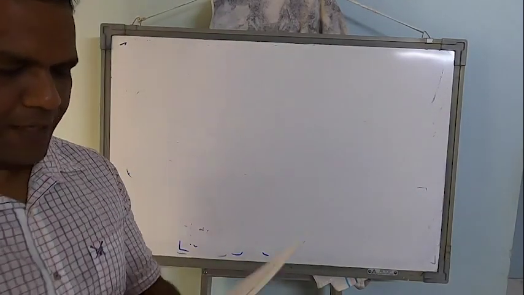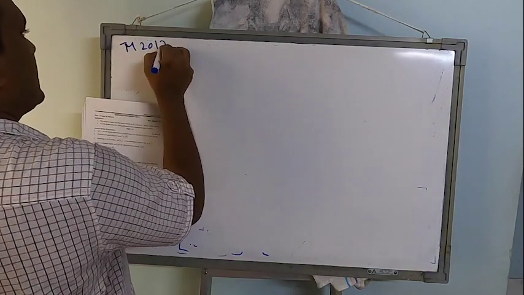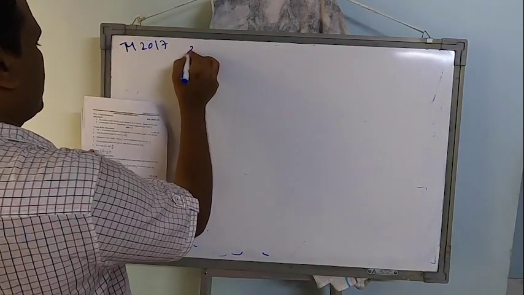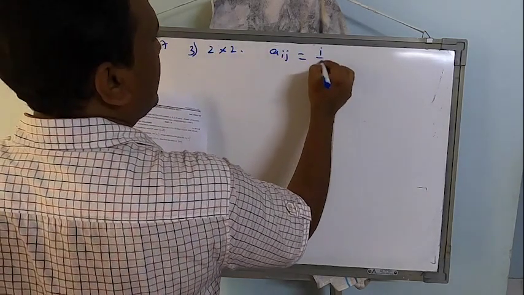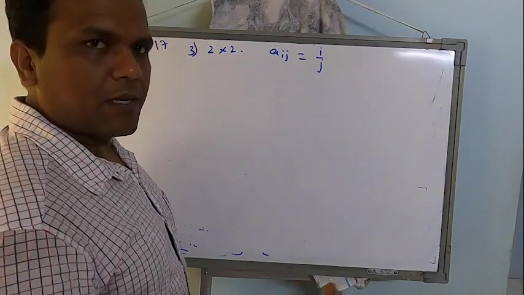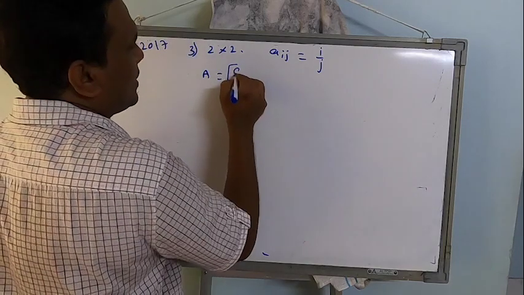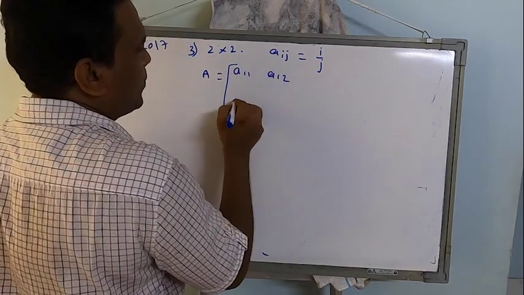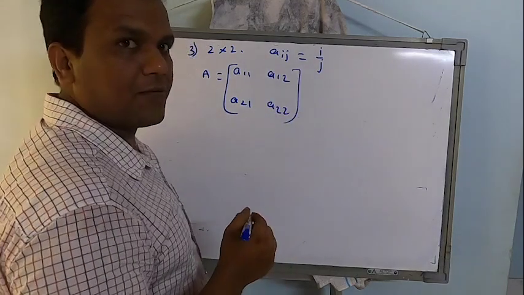So in the next year, that is March 2017, problem number 3: construct a 2 cross 2 matrix where Aij is equal to i by j. Most of the times scalar diagonal, sometimes they will change it like this. So for a 2 cross 2 matrix, first write down the elements A11, A12, A21, A22. First write down the elements, then start the definition.